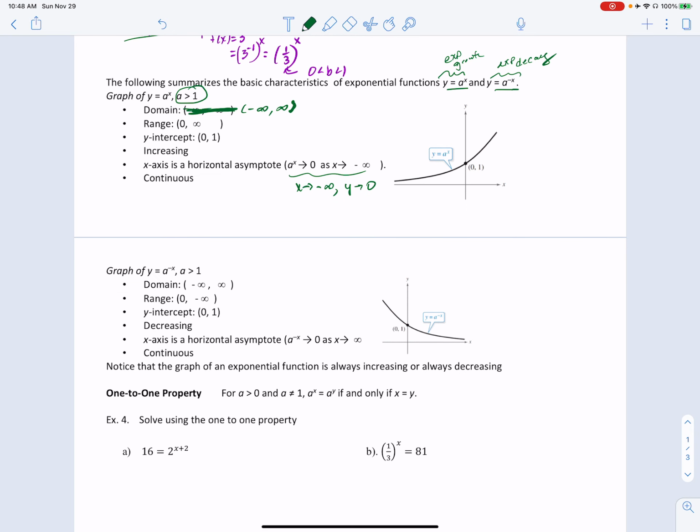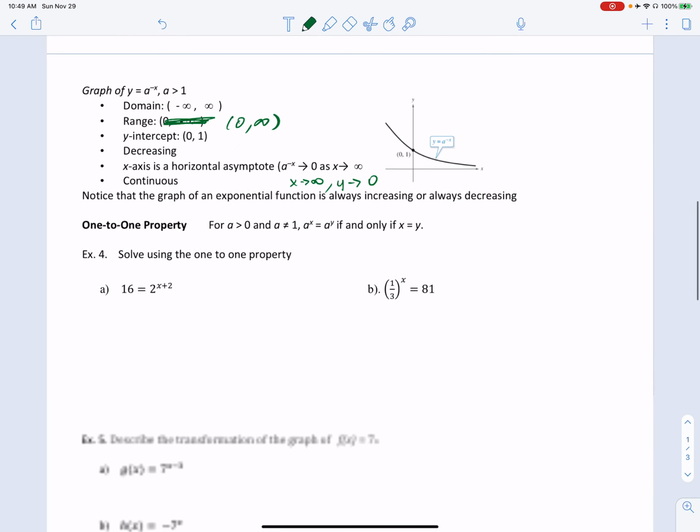And then in the case where we have a to the -x, but a is greater than 1, it's a decreasing, exponential decay, and the domain is still -infinity to infinity. I didn't catch that last year. The range is not right there. The range is 0 to infinity, and y-intercept is 1, and this is decreasing. And the y value will go to 0 as x goes to infinity. As x goes to infinity, the y is going to go to 0. And it's a continuous function.